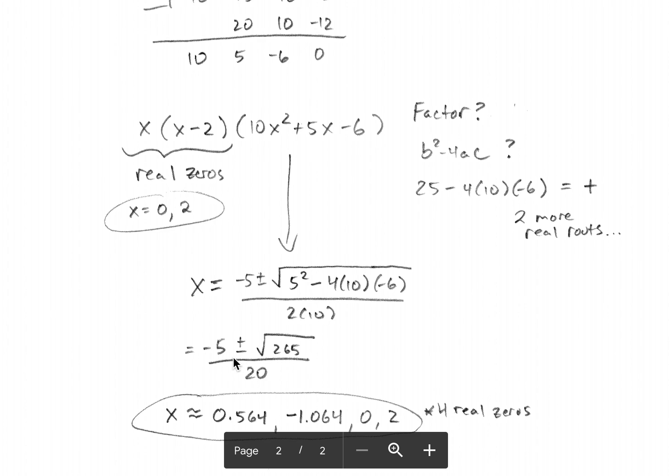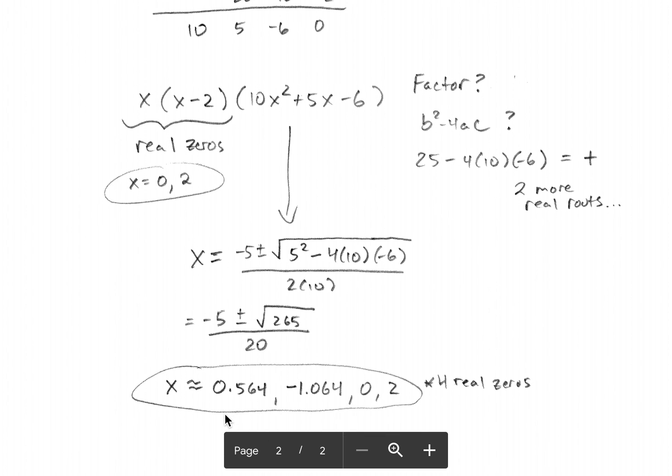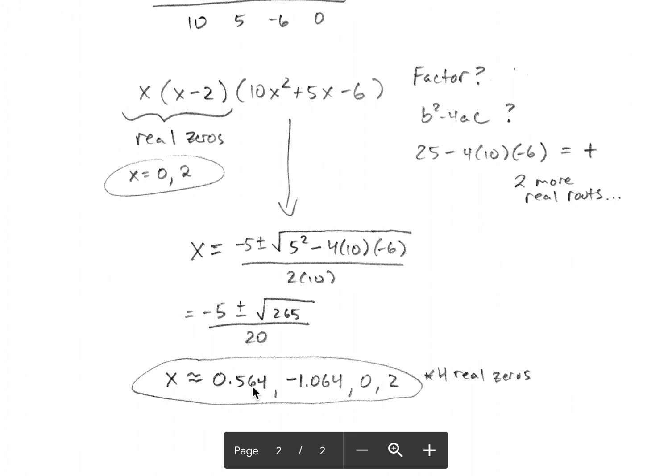So I got two values here. I got to take this into two equations. It's -5 plus the square root of 265, all divided by 20. That's going to give me this positive result of 0.564-ish. I'm rounding to the third decimal place there. Then my other value is going to come from -5 minus the square root of 265 divided by 20. And that result is going to give me this negative value, again rounded to the thousandth.